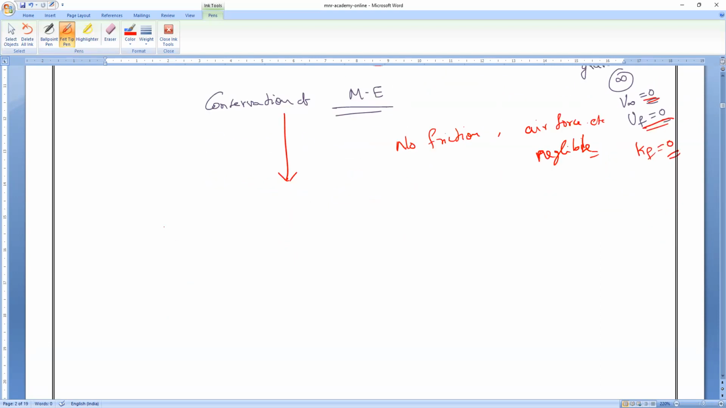So conservation of mechanical energy. What is the formula? Initial potential energy plus initial kinetic energy equals final potential energy plus final kinetic energy.